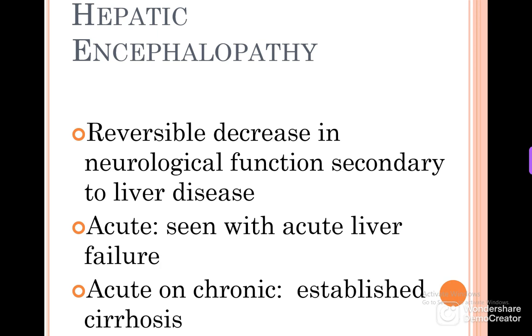In the patient who is already cirrhotic, relapse and remission occur in these conditions. The patient becomes fine, or slightly better, and then again becomes very problematic or acute. This is called acute on chronic hepatic encephalopathy. But it is a part of end stage liver disease anyway.